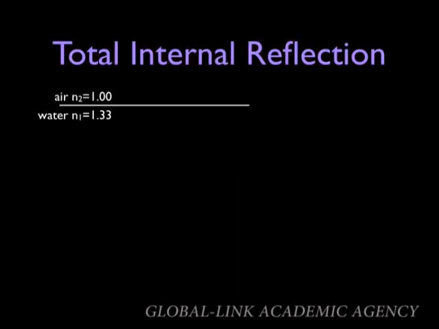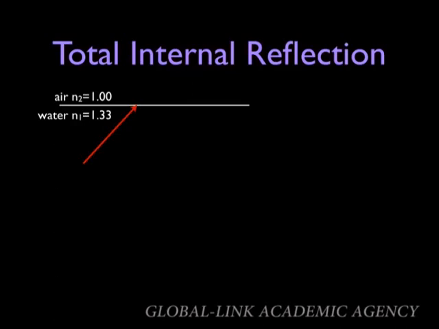Now let us look at how we calculate the critical angle and total internal reflection, and in this case we are going to use a water-air interface. So the refractive index of air is 1, by now we know that, and that of water is 1.33. Then we have a ray of light traveling from water to air, that is from a more to less optically dense medium.